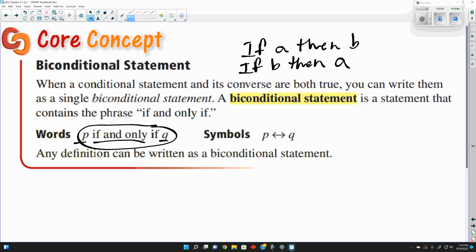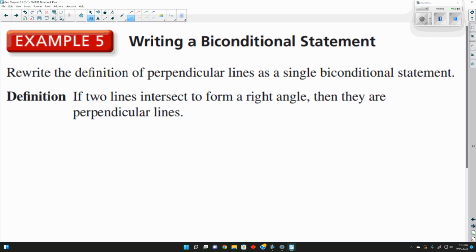Now, let's look at the first one. It's going to make more sense when we look at this. The first example is: if two lines intersect to form a right angle, then they're perpendicular lines. Because two lines that intersect at a right angle are perpendicular lines, yes? If two lines are perpendicular, they intersect at a right angle. So no matter which way we set this up, it is true.